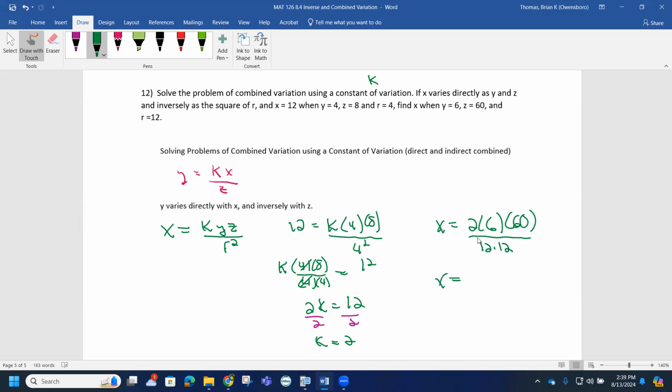So what I'm picking up on is 2 times 6 is 12. So we have 12 times 60 on the top, and we have 12 times 12 on the bottom. So instead of multiplying this all together, I can see that the 12s divide out. And 60 divided by 12 is 5, because I know that 5 times 12 is 60. So x actually just would be 5. And I really don't need a calculator to do that math. So 5 would be the value of x there.